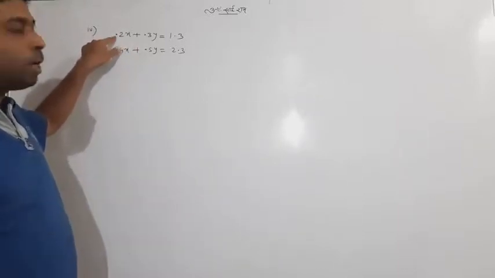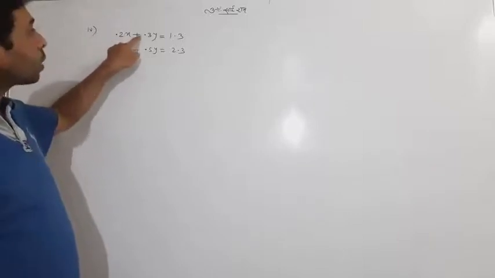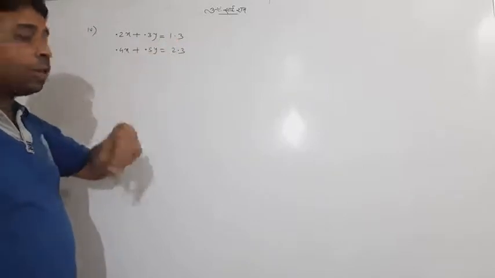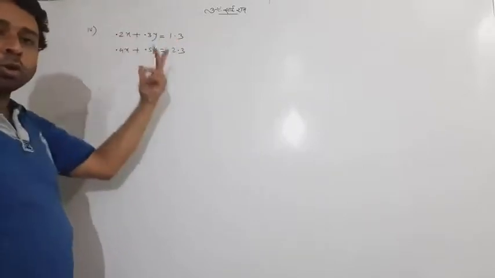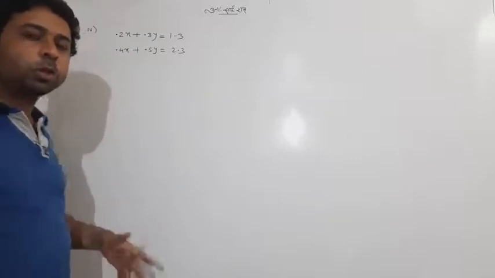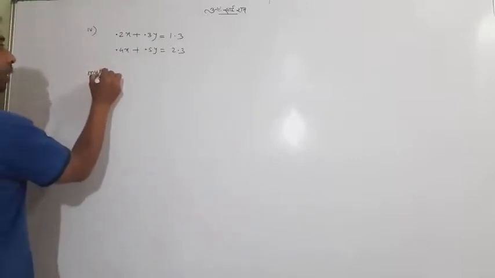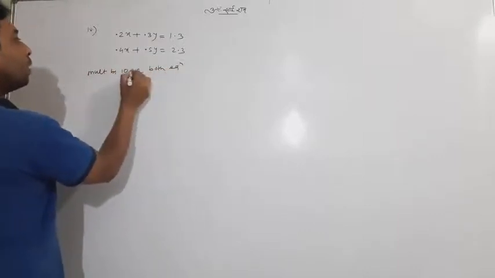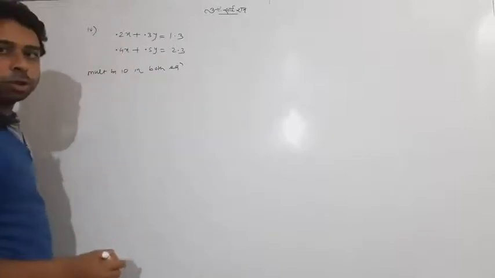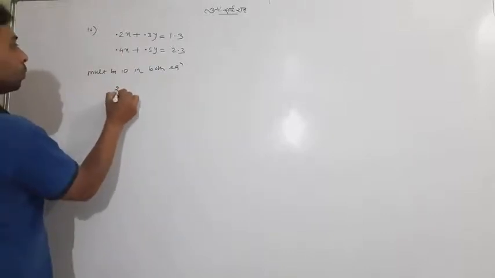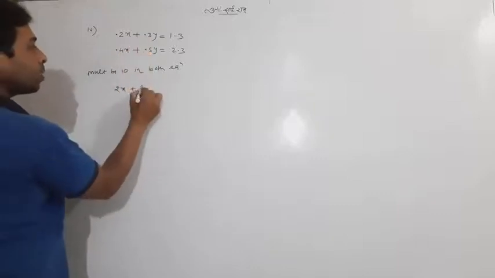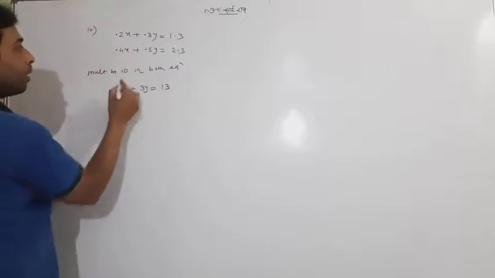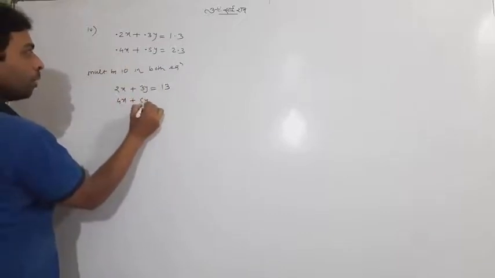We have two ways. Either you can write 2 by 10, 3 by 10, 13 by 10 and the 10 will eliminate. Similarly here. Or second way, you can multiply by 10 in both equations. Automatically the decimal will be removed. So it's up to you. I'm writing multiply by 10 in both equations. That will give you, when 10 multiplies 0.2, it is 2, then 3, then 13. Similarly, 10 multiplying all gives 4, 5, 23.